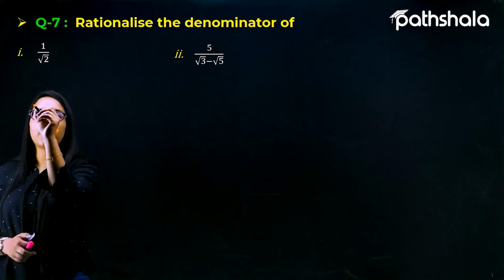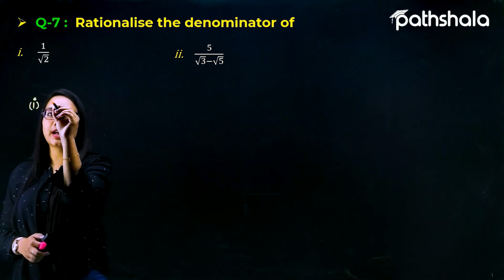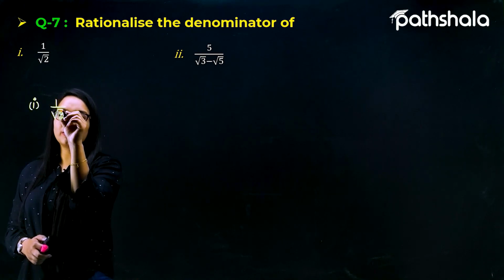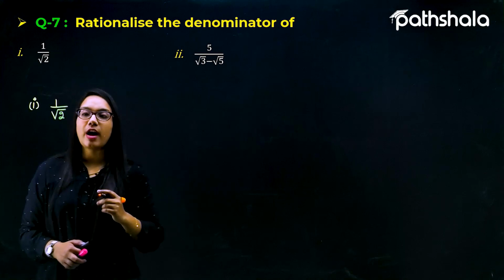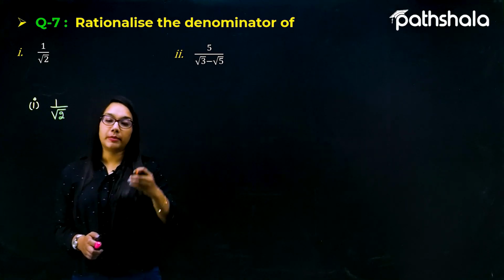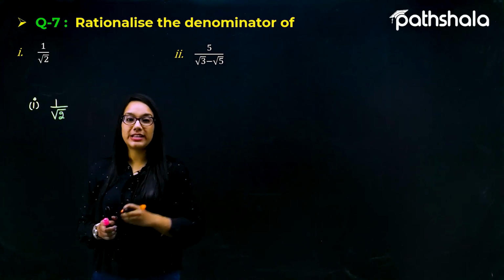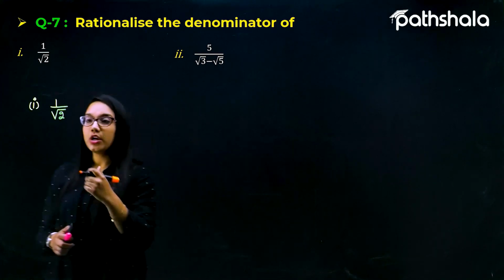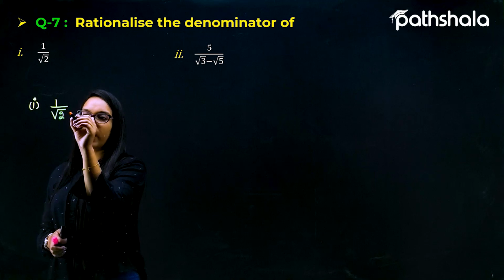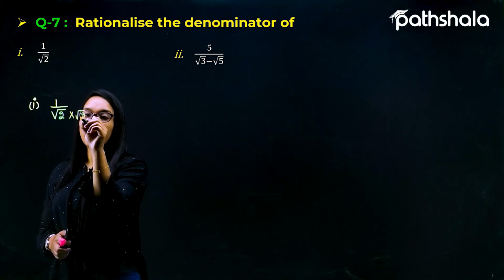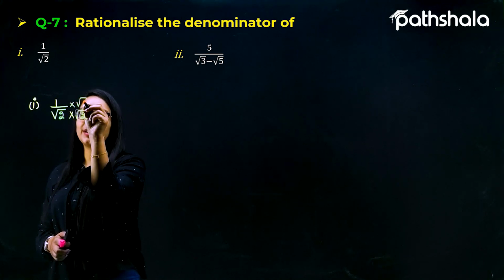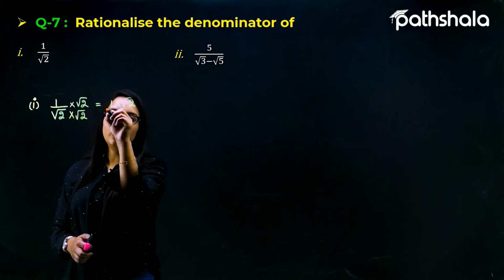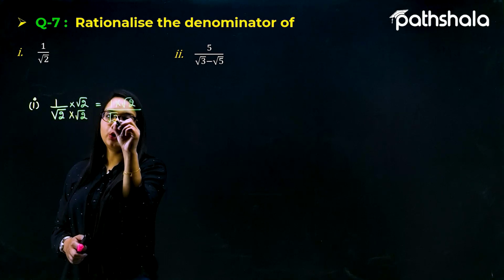Let us first rationalize 1 by root 2. The meaning of rationalization is that we multiply an irrational number by the same irrational number in the numerator as well as in the denominator. So we multiply root 2 in the numerator as well as in the denominator. It will be 1 into root 2 in the numerator and root 2 into root 2 in the denominator.